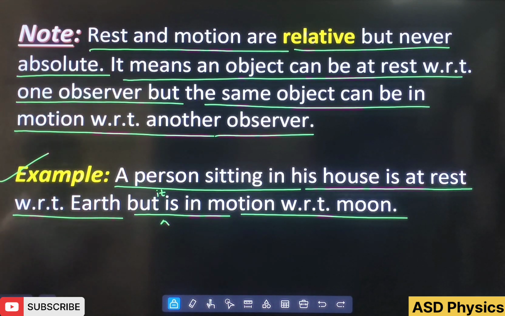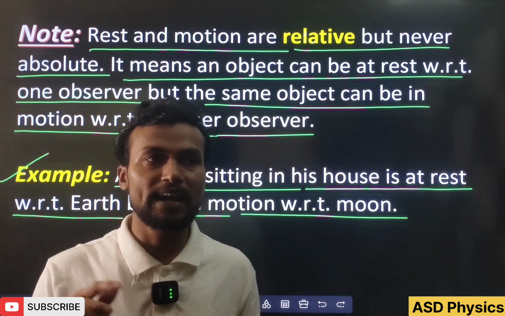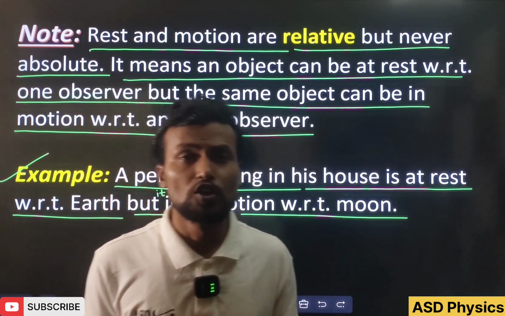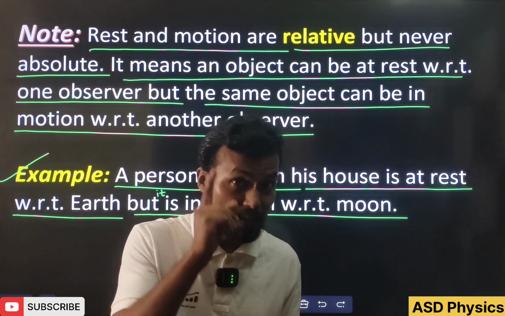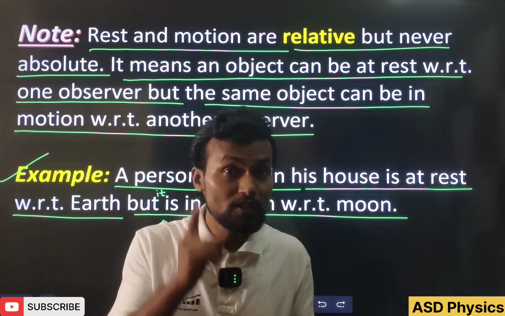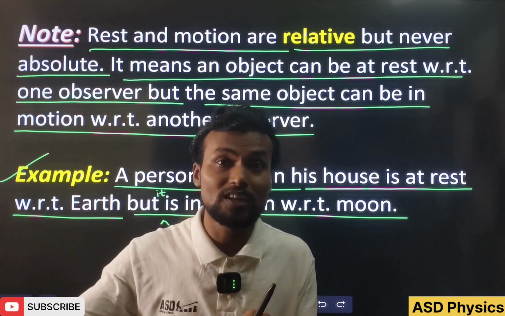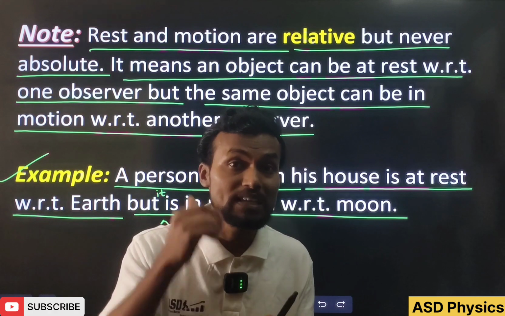For example, if you are sitting in a car with your friend, and your third friend is watching you, then you are at rest with respect to the friend who is sitting in the car with you, but you are in motion with respect to the friend who is standing on the road and seeing you moving in a car.